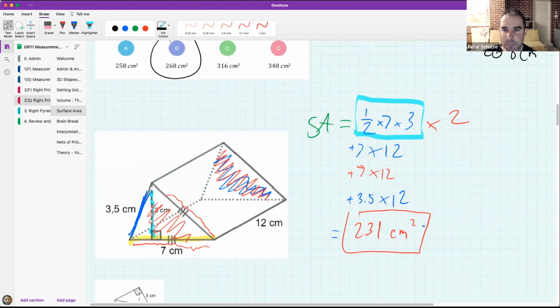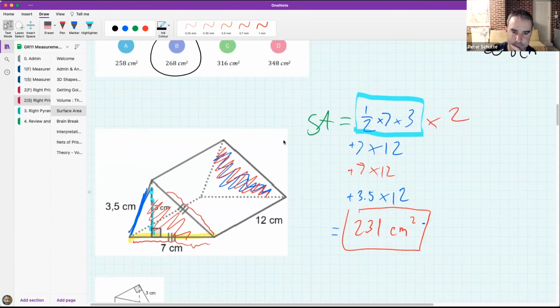Yeah, Anel, what's your question? Sir, can you please explain again how you got the 231 centimeters squared? Okay, cool. So do you agree with me that the two triangles are important?